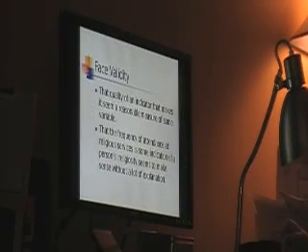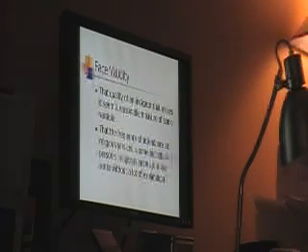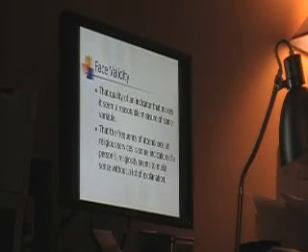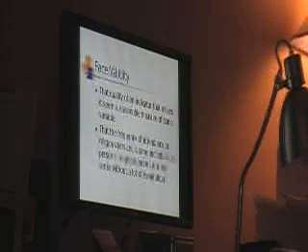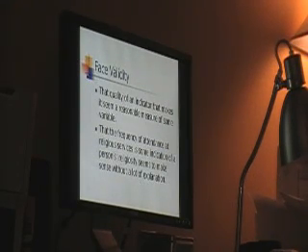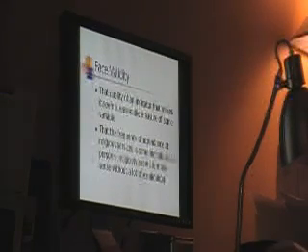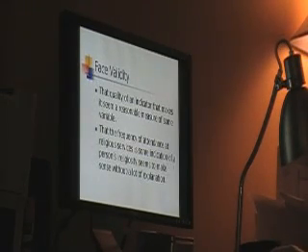Face validity is kind of like when you look at the question and your first mental image of that question should be that, okay, yeah, I see that. You ask this question and I understand what it's trying to tap into. So the frequency of attending religious services is some indication of a person's religiosity. Seems to make sense, and you don't need a lot of explanation.